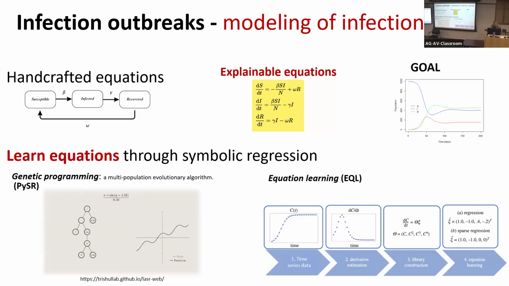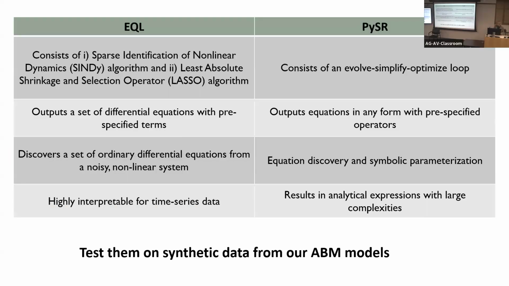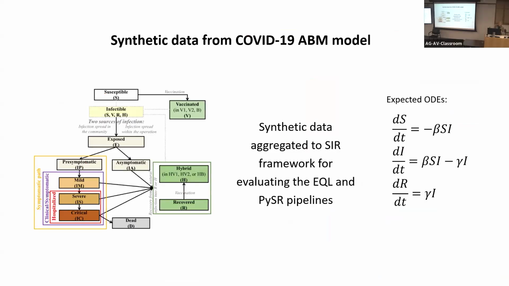This is genetic programming, and equation learning is a little different approach where you start with predefined terms. So you say, okay, we can have a term for infection transmission, a term for recovery, a term for vaccination. You tell the model what kind of terms you want to see. Here is a description of the two approaches side by side. I will not go through that. I will instead show you some of the exciting results, what we can do.